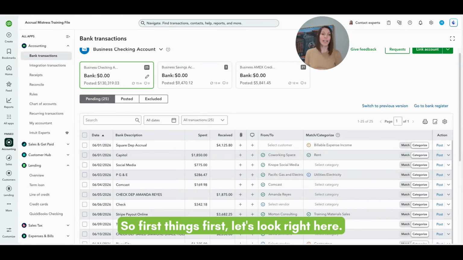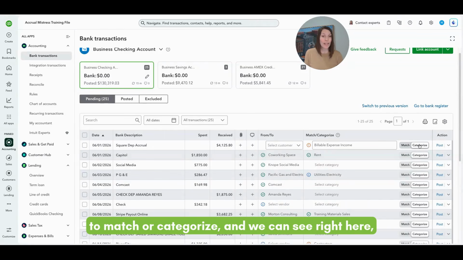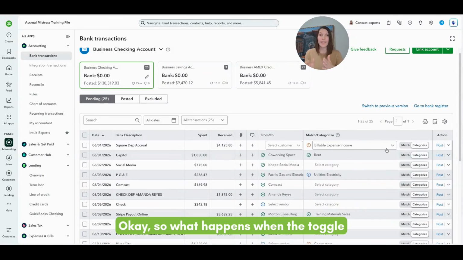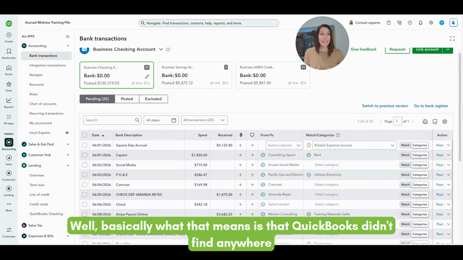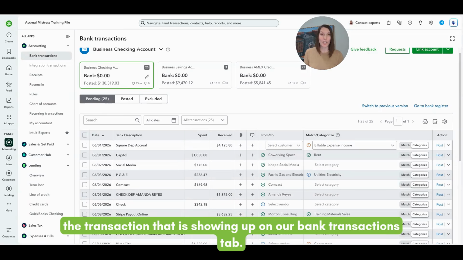So first things first, let's look right here. We can see there is a whole column dedicated to match or categorize. And we can see right here, we have a little toggle switch for each of these, okay? So what happens when the toggle is automatically set to categorize? Well, basically what that means is that QuickBooks didn't find anywhere on our books a transaction that it thinks might match the transaction that is showing up on our Bank Transactions tab.